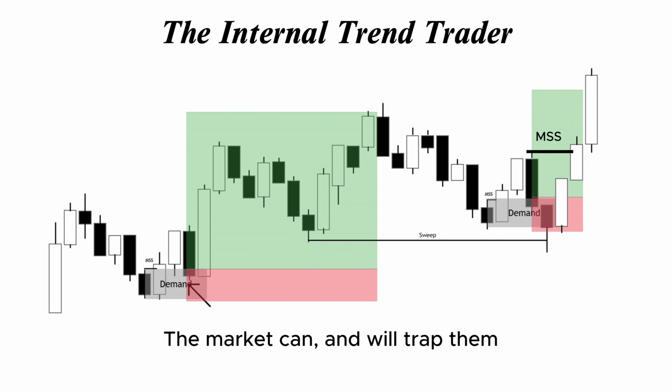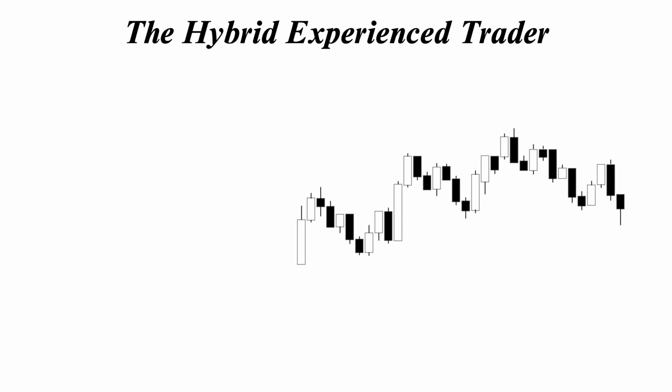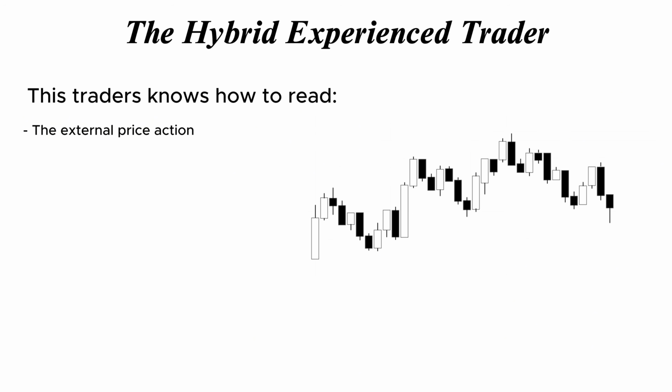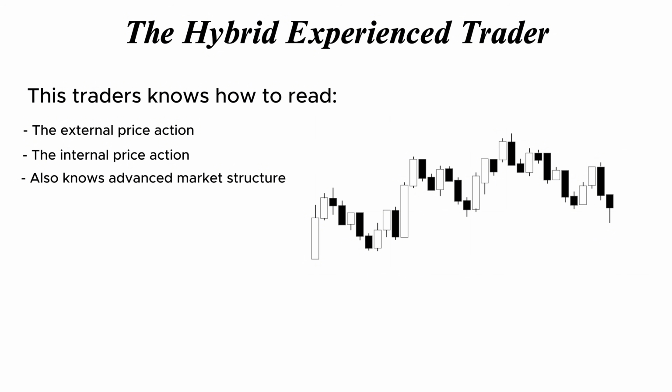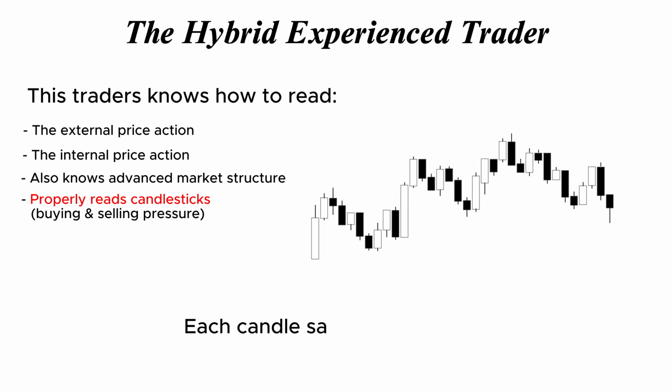But now, there comes the third trader. This trader knows how to read both the external price action and the internal as well. But this trader knows one more thing. And this thing can combine both the external with the internal to know which trend has a higher probability of giving out a winning setup. And this thing is reading candlesticks properly. This is a very simple concept in theory that most traders don't care about and see as a beginner's thing. And they miss out a lot because each candle says something.